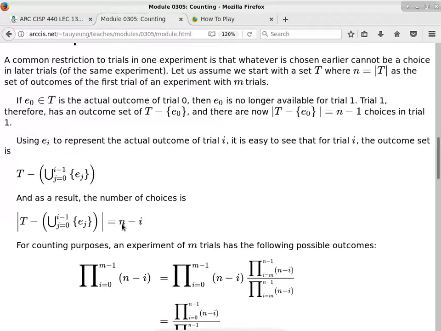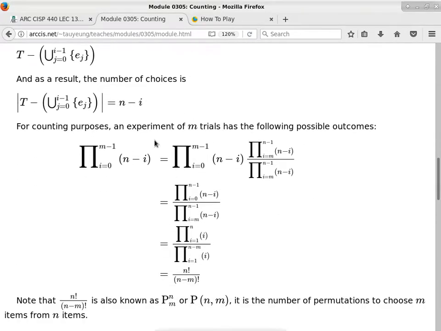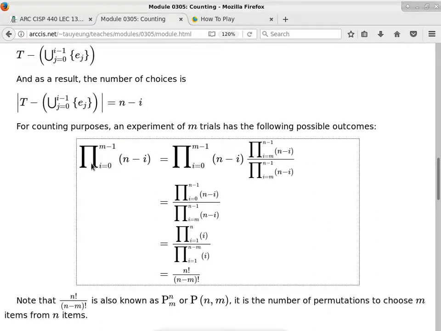Is that part okay? Okay, right? So concept-wise, it is not that difficult. If you have an experiment of m trials where T itself has n elements to begin with, then the possible outcomes for an entire experiment of m trials is going to be this number. Once again, the big pi symbol means the product of whatever the subterm is. It's kind of like the big sigma, where it's a summation, except in this case it's a product.